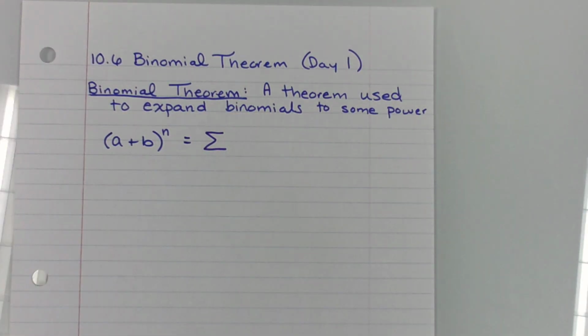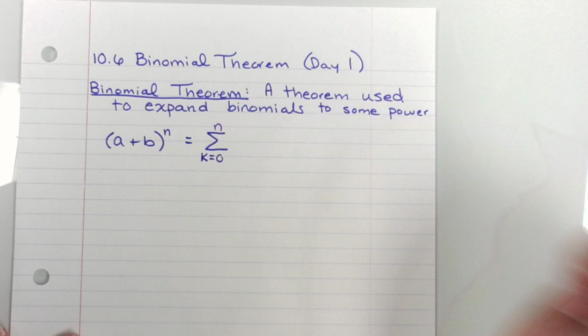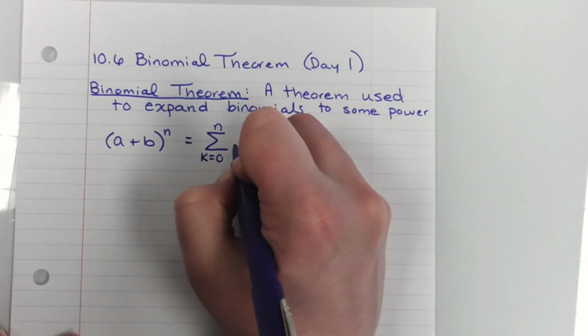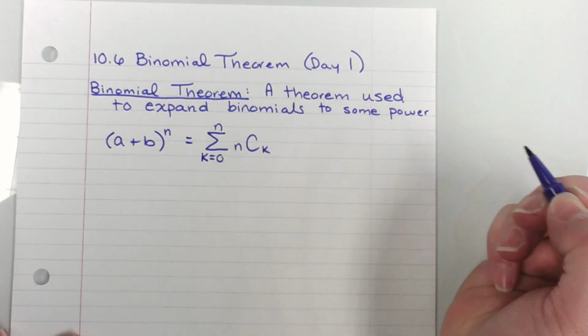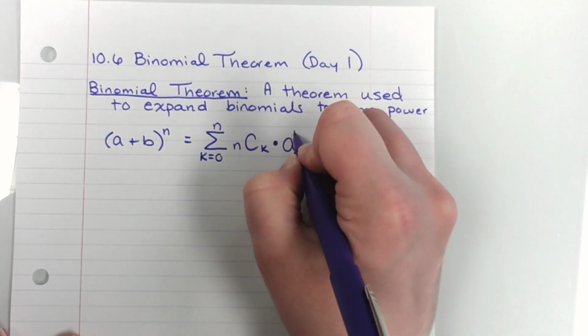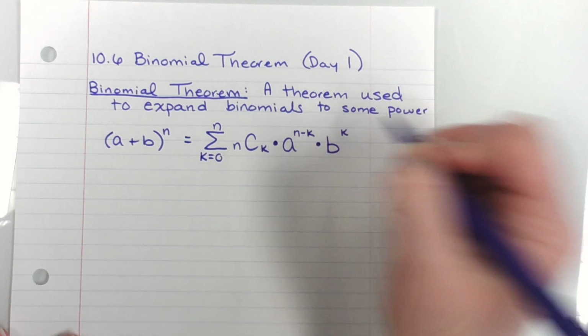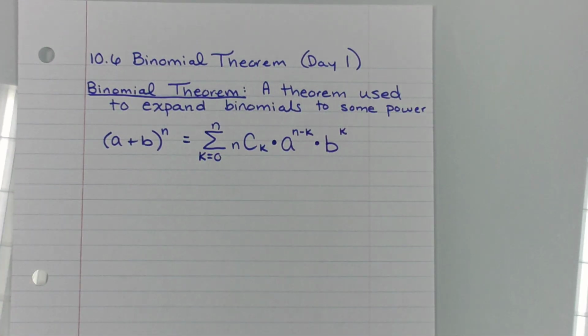Starts with our sigma, indicating it's a series. From k is equal to 0 to n of n combinations of k times a to the power of n minus k times b to the power of k. This is binomial theorem. Now, in all technicality, we're not going to use the formula for binomial theorem.